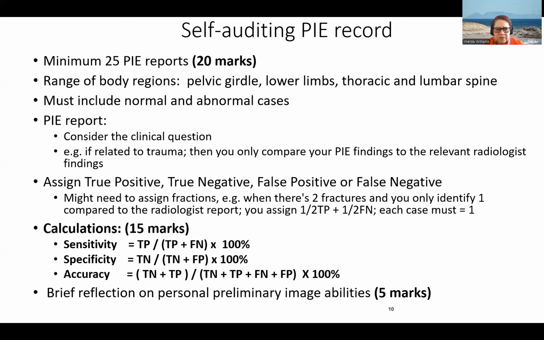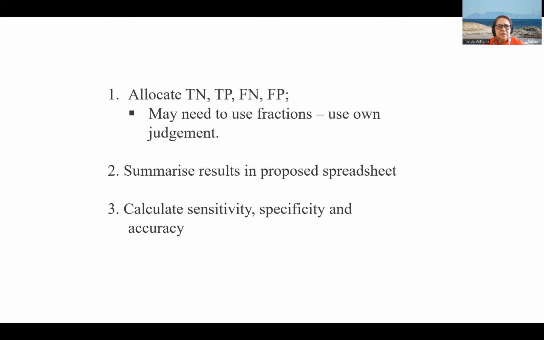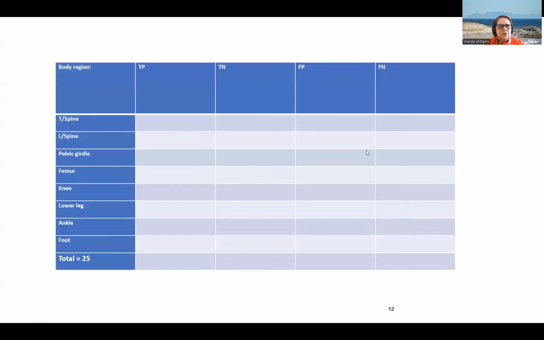So say, for example, with thoracic spine, and then write also in your report how you're going to use what you've learned through the clinical portfolio. How are you going to use that to improve your clinical placement where you're working, whether you share the knowledge that you've used here or whether it's going to help you improve when it comes to identifying image interpretation of these regions. So the allocation there, and then summarize in the proposed spreadsheet, which looks like this.